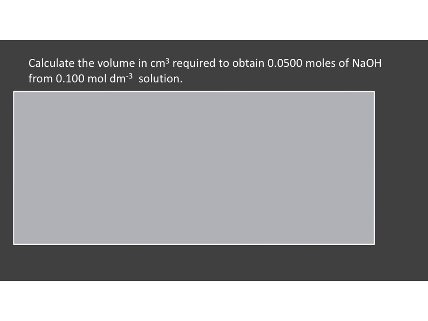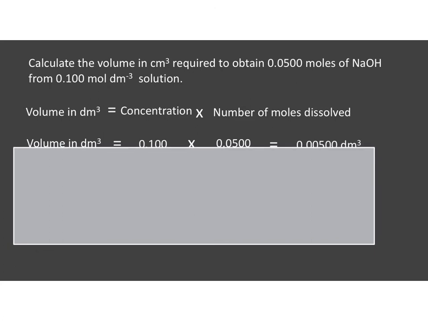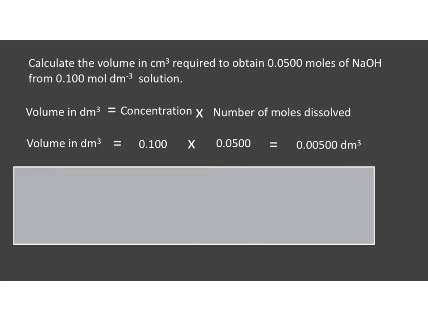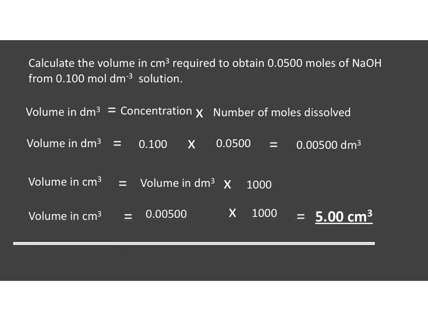So let's go through the answers for this one. The first thing we are going to do is find our volume that we have in decimeters cubed. So we have our concentration of 0.1, and we know the number of moles that we require. So our volume is the number of moles over the concentration, and that gives us 0.5 decimeters cubed. And then in order to convert that into centimeters cubed, which is far more convenient for us to work in, we multiply that by 1,000, and that gives us 500 centimeters cubed of solution.